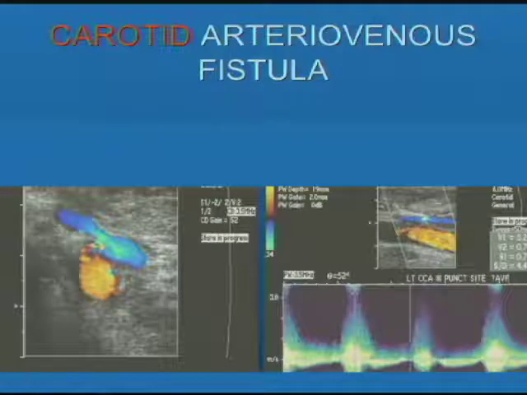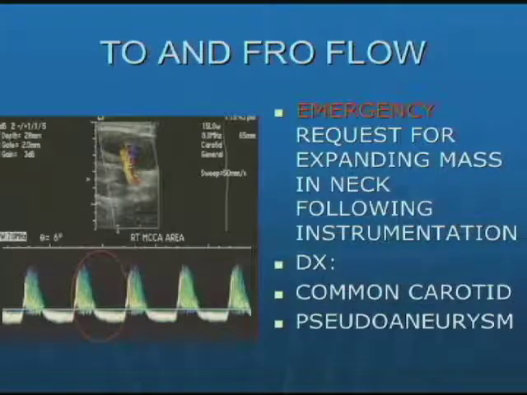The artery communicates with the vein. You have very high velocity in peak systole, and in this case, some elevation of diastole, not as much as you may see in other cases, but this is a classic arteriovenous fistula, and you can actually see the fistula site.